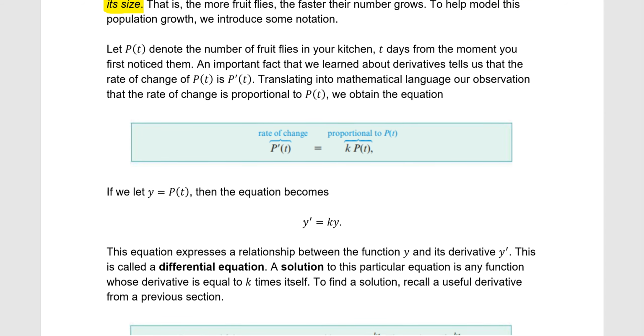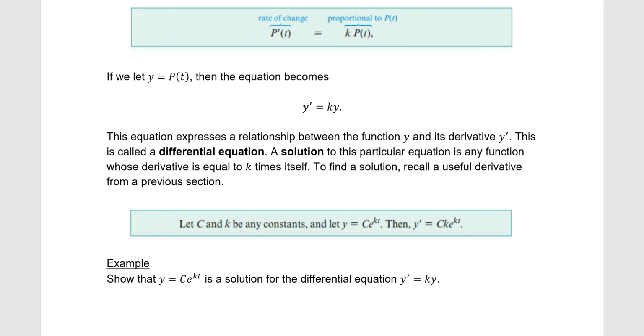Instead of using P, let's just go back and use y. We're going to let y be P of t. Then y prime equals k times y, where once again k is just some number. What this means is the derivative of a function equals a number times the function itself. This is an example of a differential equation. Essentially, a differential equation is just an equation that involves derivatives.